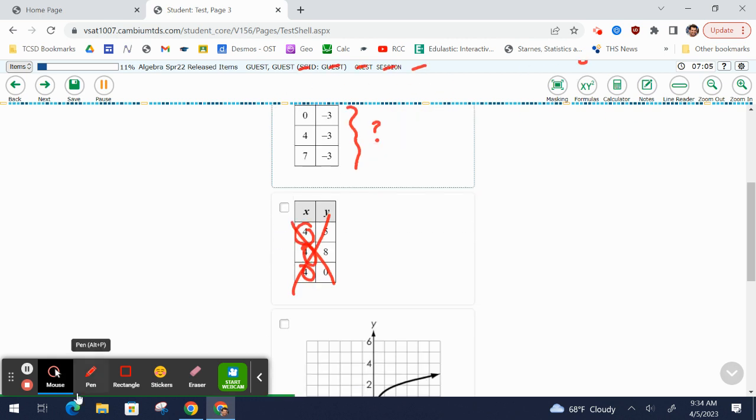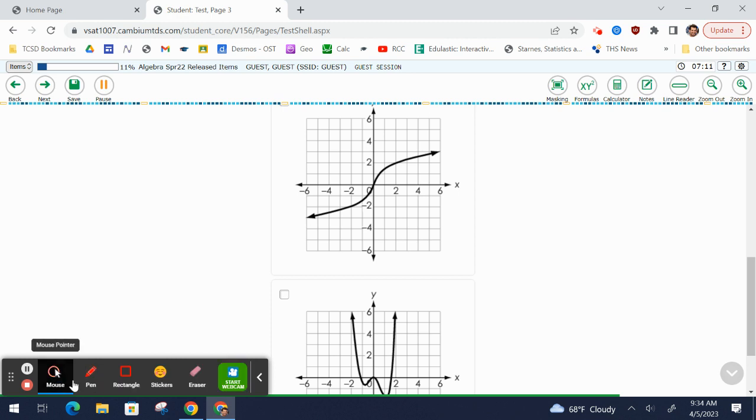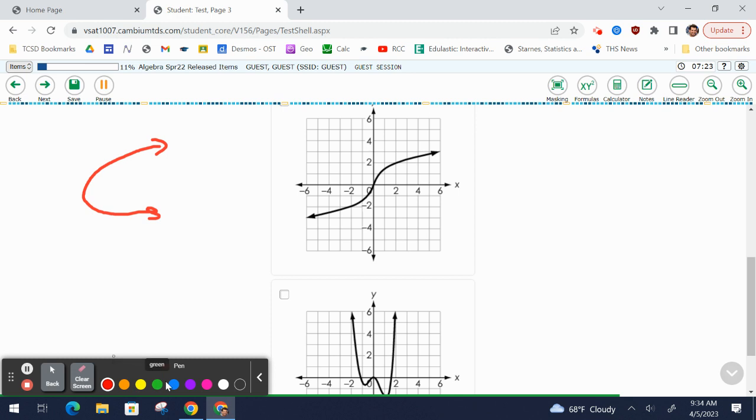Okay? And now let's scroll down here to these graphs. There's a couple more. In these graphs, we are looking for what's called the vertical line test. So let me show you which would not be a function. If a graph looked like this, this would not be a function because if I drew a vertical line through it, it touches it twice. What that means is that these 2 points have the same x value because a vertical line goes down through them.